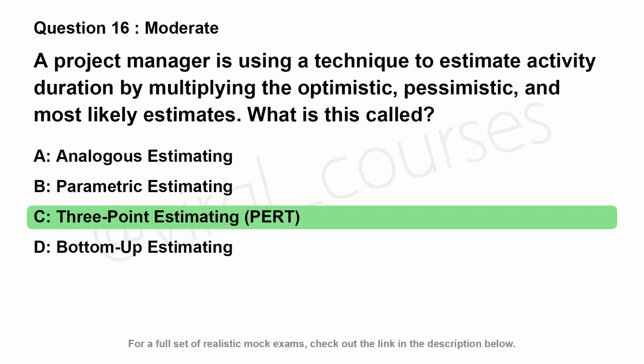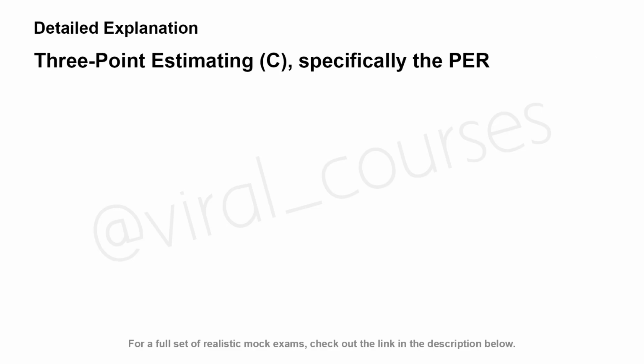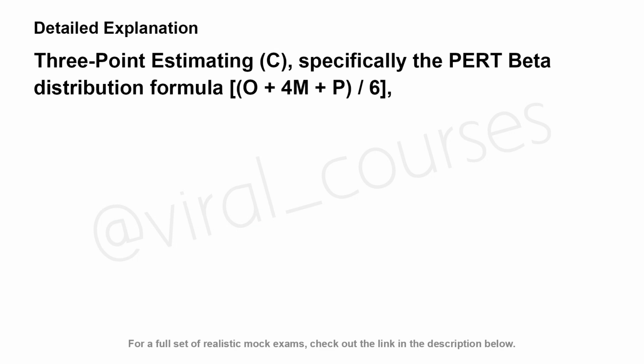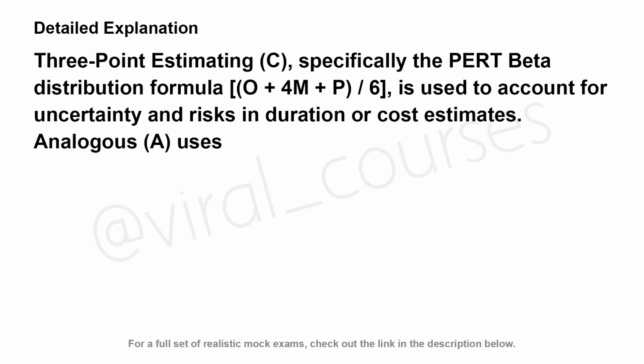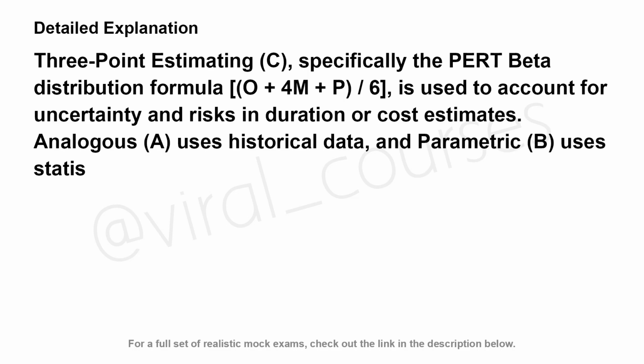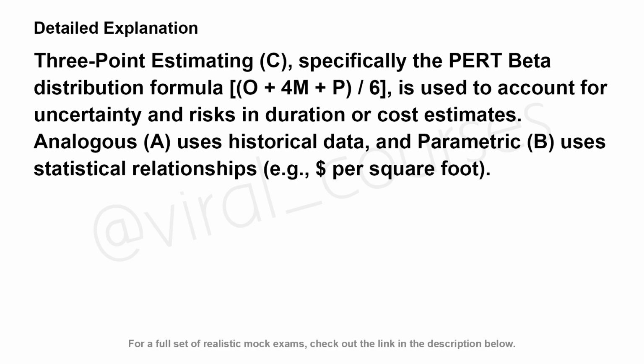The correct answer is C. Three-point estimating, C. Specifically the PERT beta distribution formula, O plus 4M plus P over 6, is used to account for uncertainty and risks in duration or cost estimates. Analogous, A, uses historical data. And parametric, B, uses statistical relationships, e.g., dollar per square foot.